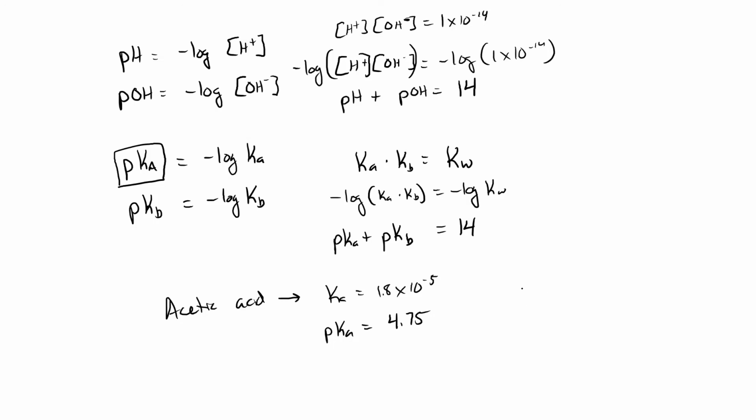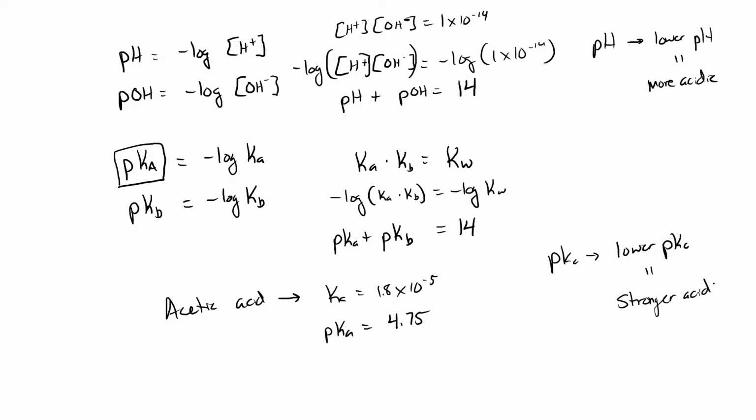The thing to remember about pKa is that the relationship is inverse, just like with pH. With pH, lower pH equals more acidic. With pKa, because we're taking the negative log, the lower the pKa, the stronger the acid. So the lower the pKa gets, the stronger our acid is. The same thing is true for pKb. The lower the pKb, the stronger the base is.